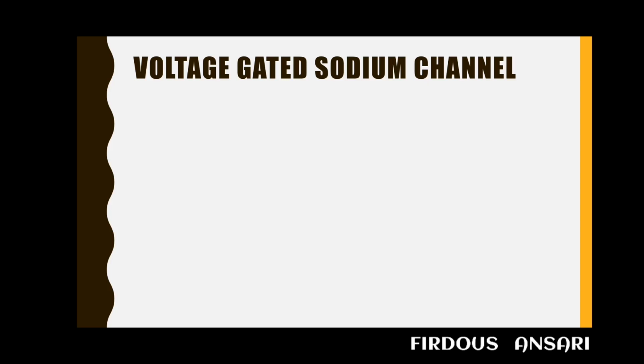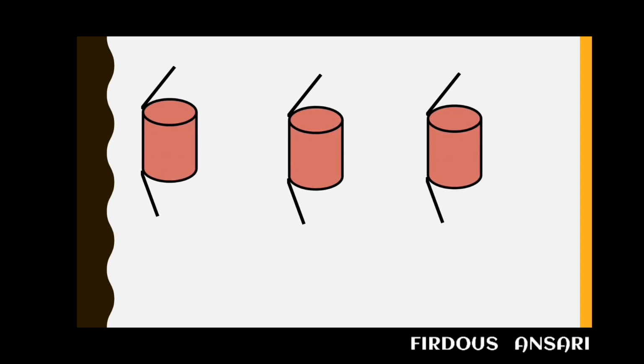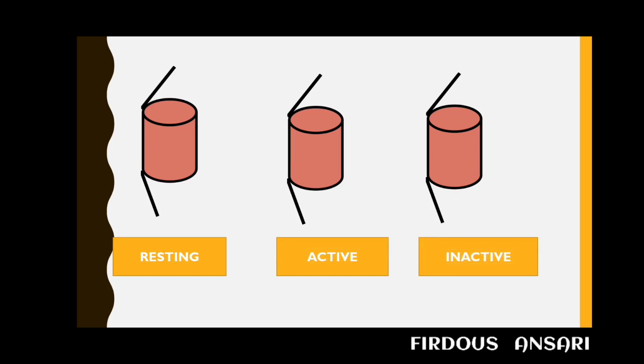Next, we should know something about this voltage gated sodium channel. Suppose this is a voltage gated sodium channel. It has two important parts, the activation gate and the deactivation gate. Now we should know the sodium channel in three conditions, and these are resting stage, active stage and inactive stage. Resting stage means when the neuron is under the resting membrane potential. At that time the activation gate will be closed, whereas the deactivation gate will remain open. So this is the condition of the voltage gated sodium channel when it is under resting membrane potential.